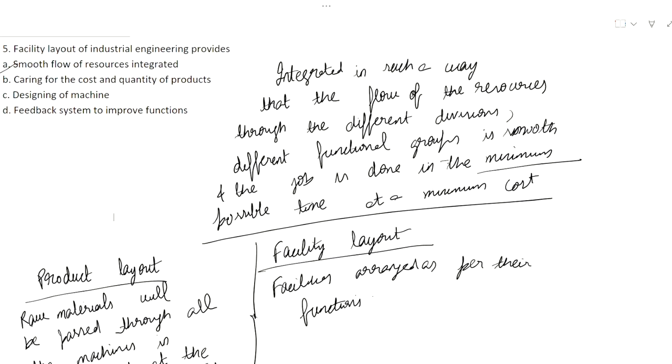Facility layout ensures the smooth flow of the resources, integrated in such a way that the flow of the resources to different divisions and functional groups, and the job is done in the minimum possible time at the minimum cost.